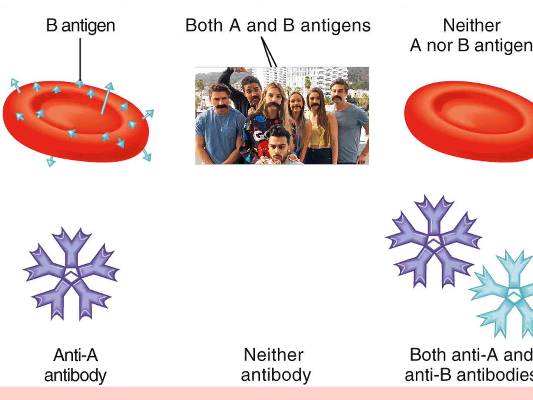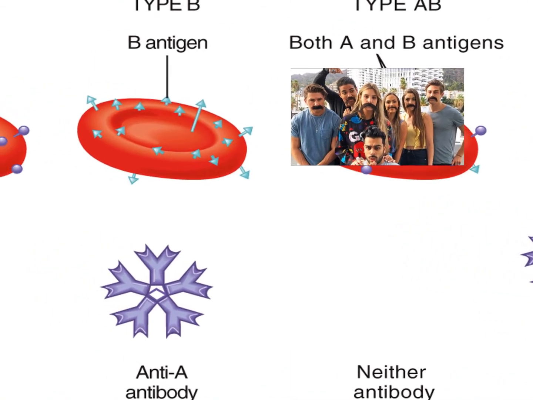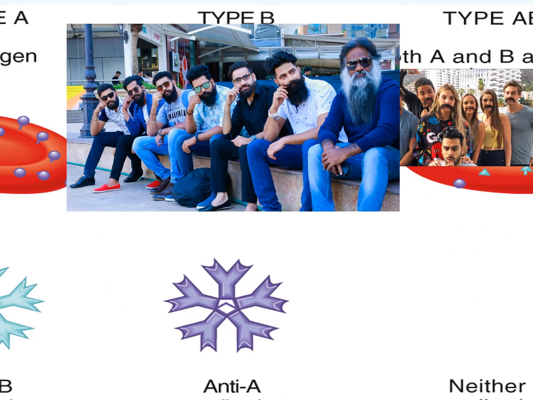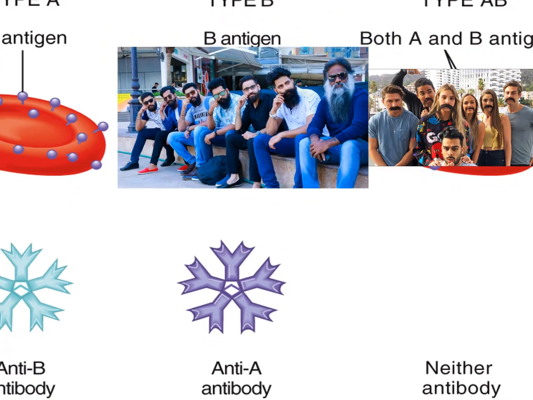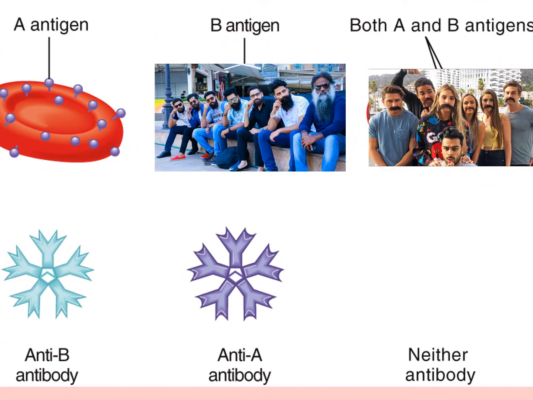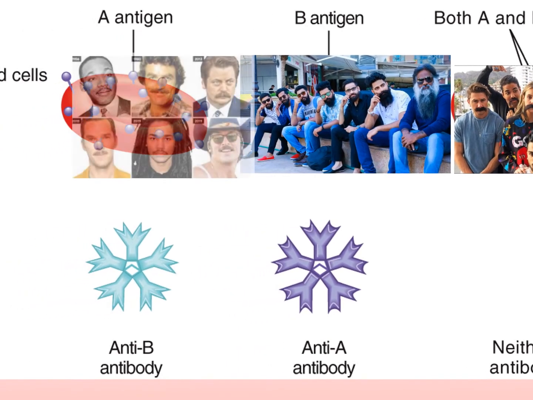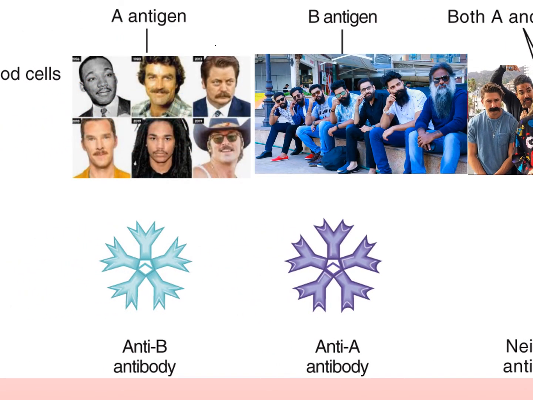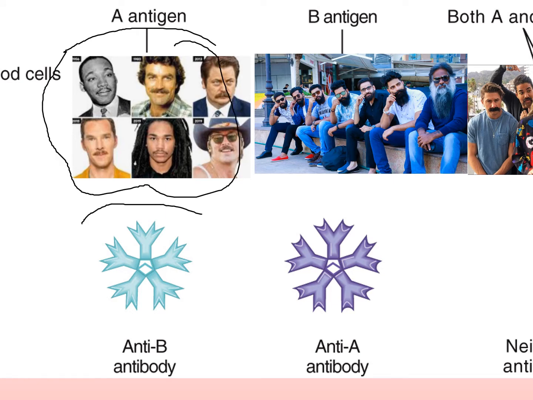However, blood type B only has beards and does not want mustaches. They don't want blood type A. So what's blood type A? Blood type A only wants blood type A. They don't want any beards. They don't want any blood type B. That's the way I remember it.